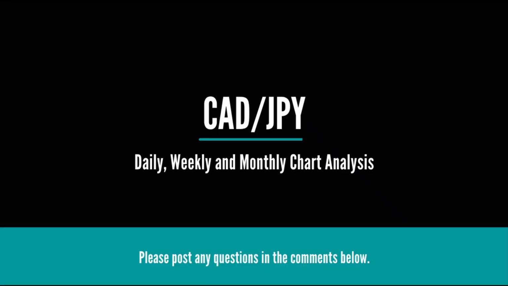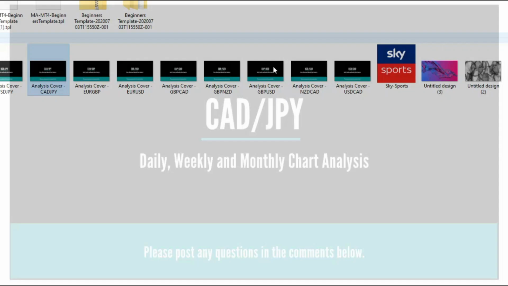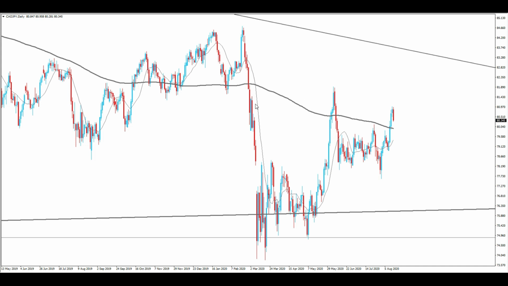Okay, so now we're going to take a look at CAD JPY. Okay, so for CAD JPY on the daily chart, we finally had a breakthrough for this ranging pattern that we had going on for quite a while now. So we had the break. Before, we had a break the previous week to the downside there, but you can see it was a false breakout and price just closed right back in the pattern.